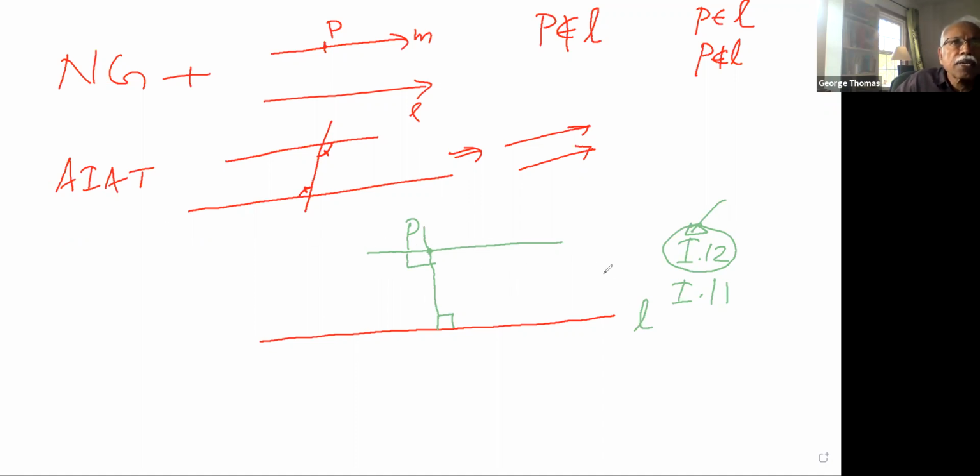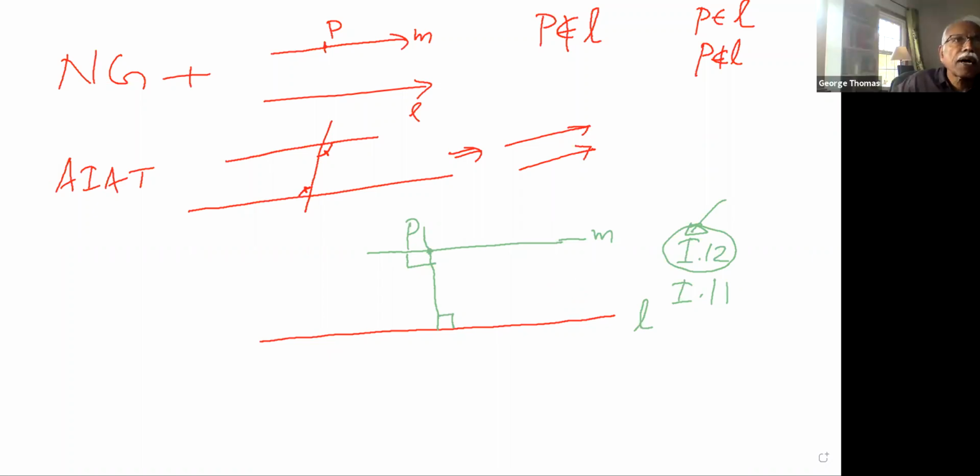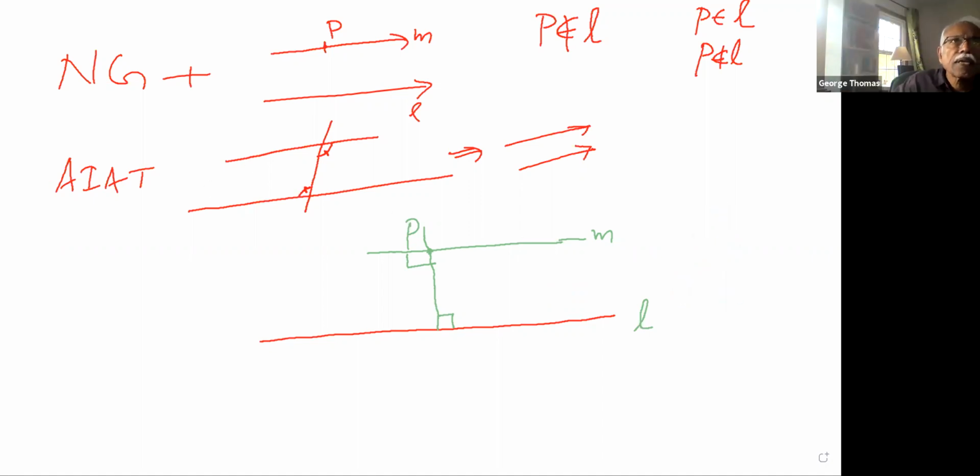By AIAT, what can you say about the line M? Yes, sir. By AIAT, the lines M and L are parallel. Exactly. Because the alternate interior angles are equal. AIAT, which is a theorem in neutral geometry, allows us to construct a parallel to a given line from a point not on it. Agreed?